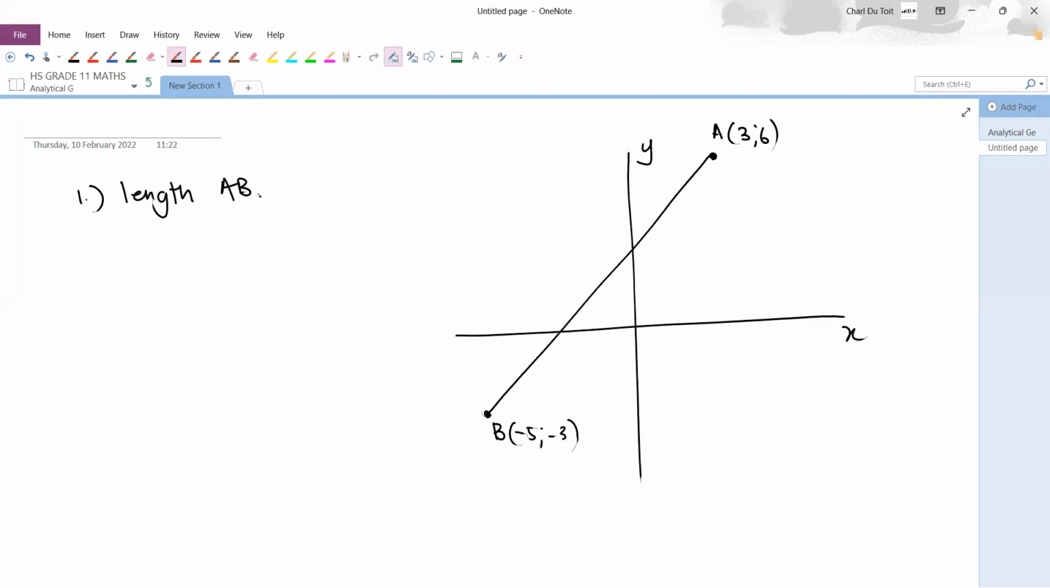Can you give me the formula for the distance? Root of open brackets x2 minus x1 close brackets squared plus open brackets y2 minus y1 close brackets squared. Okay, you can have y1 minus y2 or y2 minus y1. It doesn't really matter. That is the distance formula. Instead of d, we're just going to use AB. Okay, quickly do that. We'll do that together.